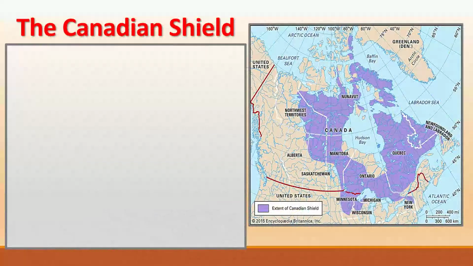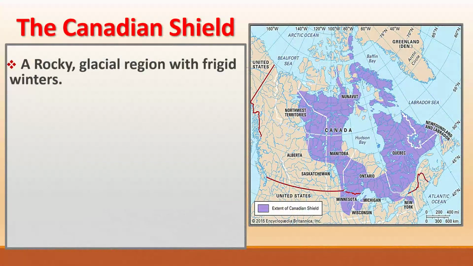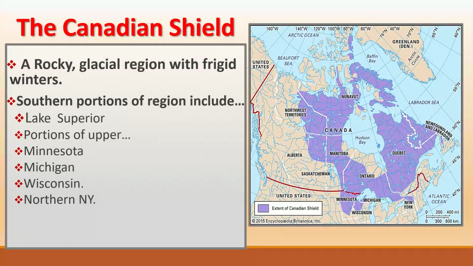Next, the Canadian Shield. And you'll see this stretches right up into Canada, all the way up to the pole. It's a rocky glacial region with frigid winters. The southern portions that are part of the United States include Lake Superior, portions of upper Minnesota, Michigan, Wisconsin, and believe it or not, northern New York.